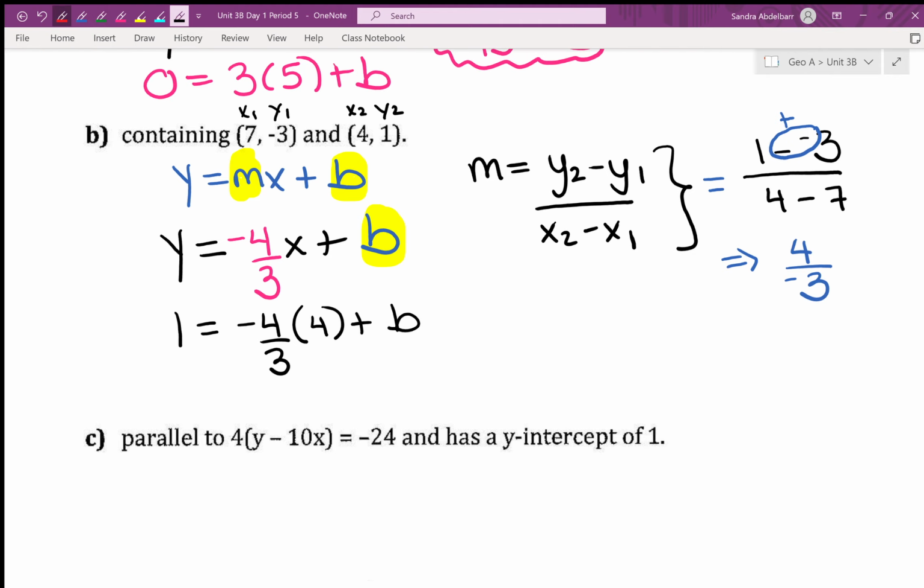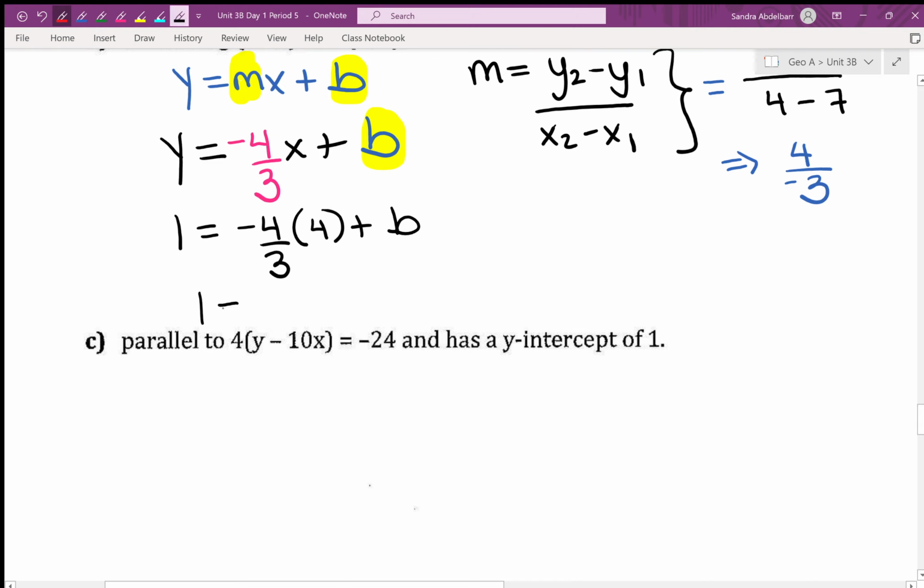Are we okay so far? Now I'm going to multiply. So 1 is equal to negative 16 over 3 plus b. What do I have to do to solve for b? You add the 16 over 3 on the other side. Yeah, we have to add it to the other side. So now we're going to have 1 plus 16 over 3 equals b.